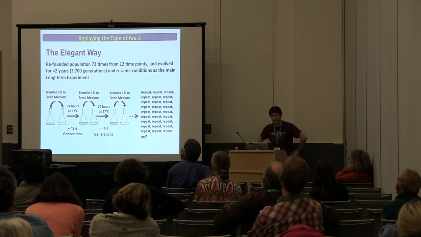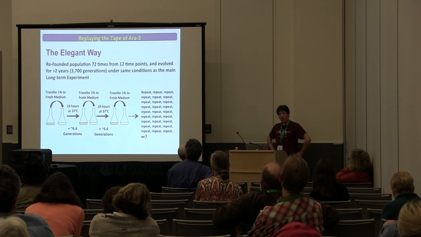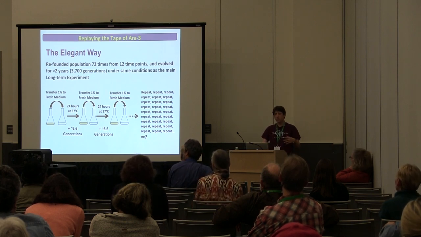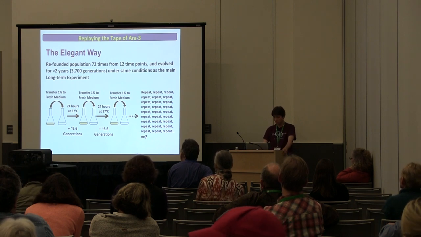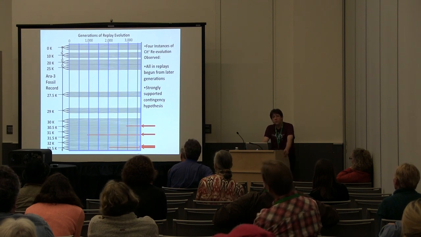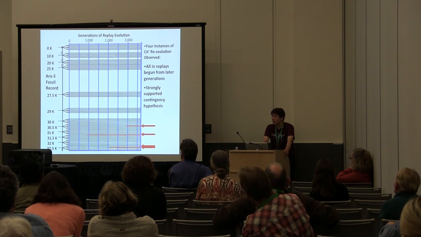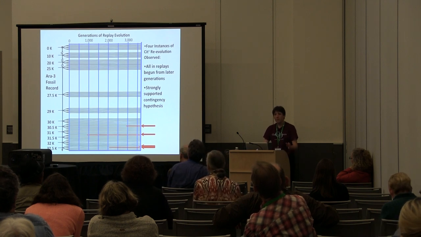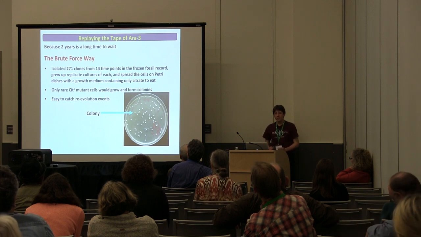So one way I did this, the elegant way, was to rebound the population 72 times for 12 different time points. And then I evolved these for about 2 years, or 3,700 generations, under the same conditions as the main long-term experiment. What I observed were four instances of Cit+ re-evolution, and all of them in replays that were begun from later generations. So this strongly supported the contingency hypothesis.